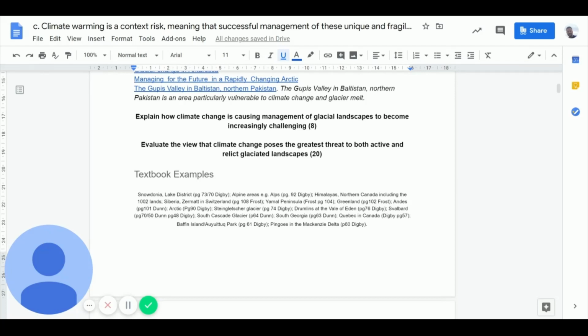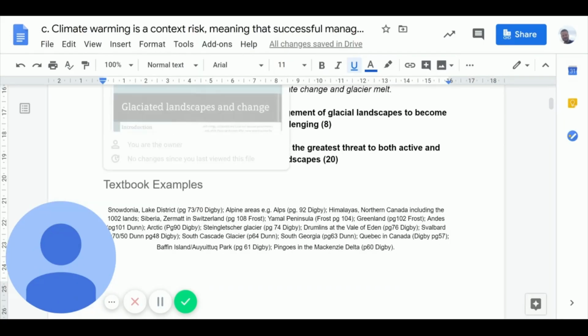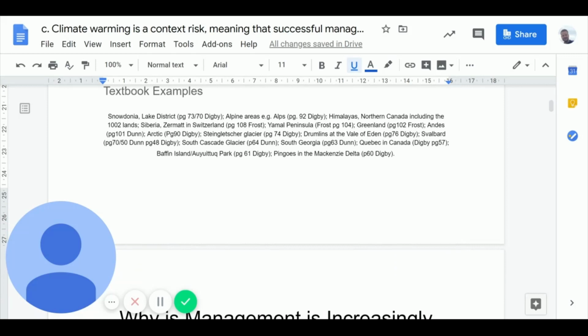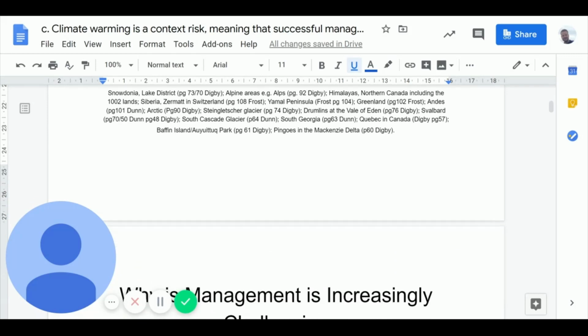Now there's lots and lots of places you could use, both relict and active. So you've got a whole list of them there, from Snowdonia to Georgia to the Yamal Peninsula. There's some page references there as well. Obviously you can pause this to have a closer look at those, but you don't need anywhere near that many. You could choose to look at any one of those to make any of your points, which we're going to look at now.